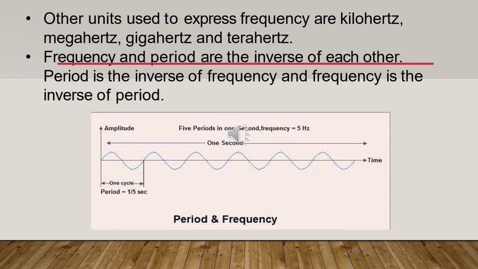Other units used to express frequency are kilohertz, megahertz, gigahertz, terahertz, etc. Frequency and period are inverses of each other. It means they depend on each other and change respectively as per the situation of the graph. Period is the inverse of frequency, and frequency is the inverse of period, or vice versa we can say.